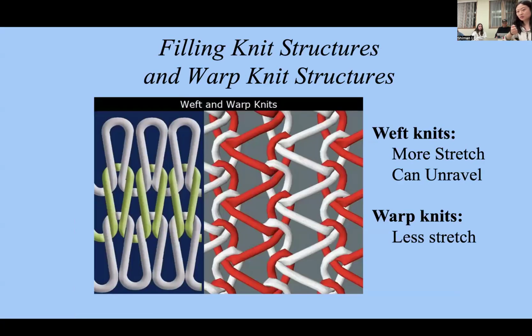And for the weft and warp knitted fabrics, they have different structures as well. The weft knits, also called the filling knits, as shown on this left picture, are more stretchy and can be unraveled. We can see the yarns go through in the horizontal direction. But for the warp knits, the yarns go through in the vertical direction to knit all the yarns together. So the warp knits are quite a bit less stretchy than the weft knits.